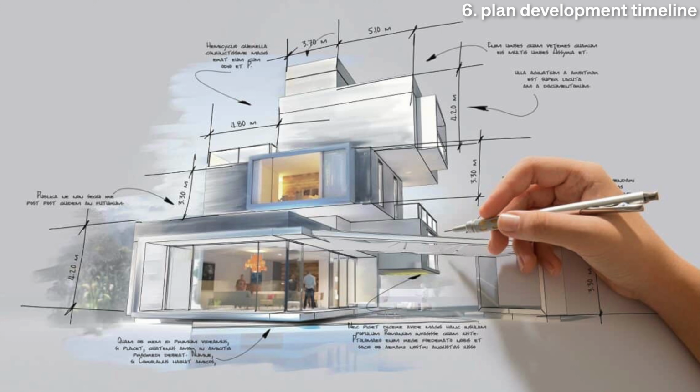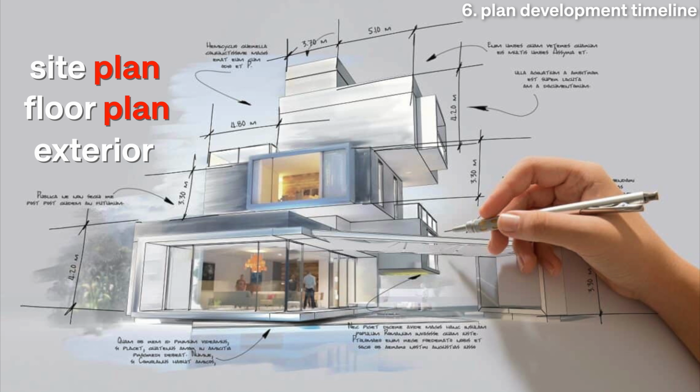From there, the team moves into schematic design, or SD. They will develop a site plan, floor plans, and a basic elevation or exterior of the building. This is where you'll see the building actually starting to take shape and how it will function.